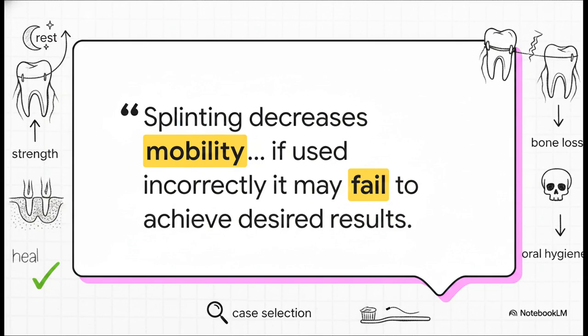Yes, splinting decreases mobility and thereby can improve the health of the tooth by allowing the periodontium to rest. However, if used incorrectly, like, say, failing to secure enough healthy abutment teeth, or if it's not managed properly by the patient with meticulous oral hygiene, it will fail to achieve the desired results. In fact, it could even accelerate bone loss. Case selection and execution are absolutely paramount.